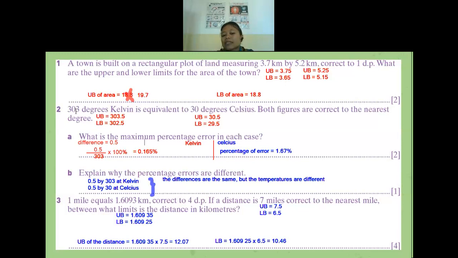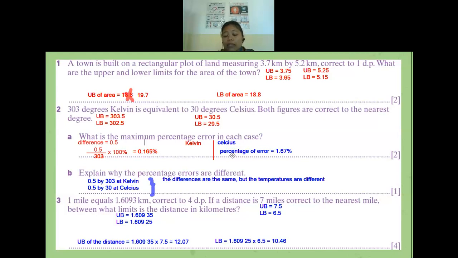Because this is the difference compared to the original number. The original temperature is 303 degrees in Kelvin. So 0.5 over 303 times 100%, because we are going to find the percentage, so we need to multiply it by 100%, and the answer will be 0.165%.